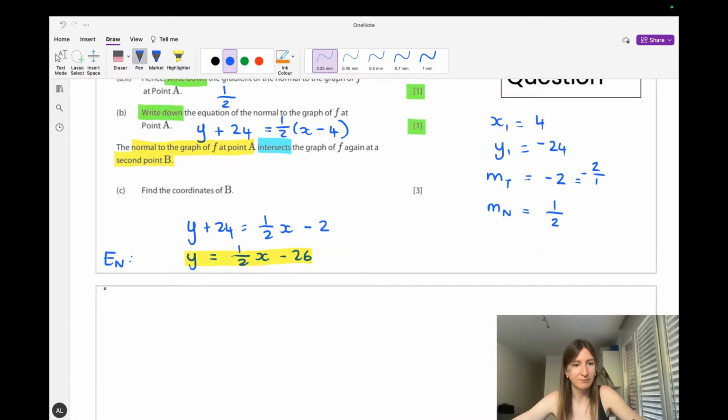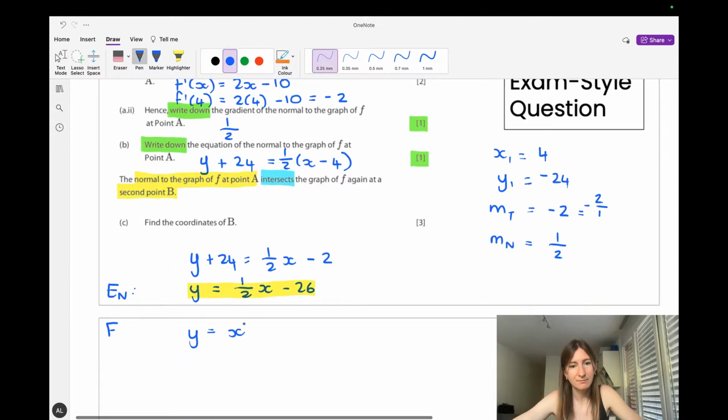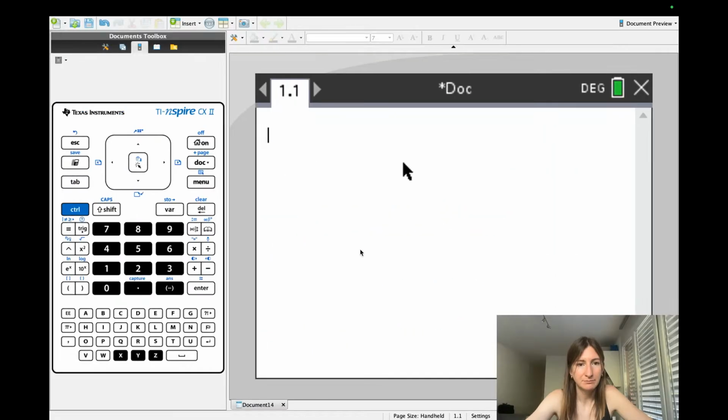Just in case it wasn't a calculator paper, this is what it would look like. You have the graph of f, which was y equals x squared minus 10x. And to find that point, you'd set these two equal to each other. So you'd say x squared minus 10x equals half x minus 26, and you would solve. You'd find the coordinates of x, and that would be where they intersect. So that's how you do it algebraically. But let's do it graphically.